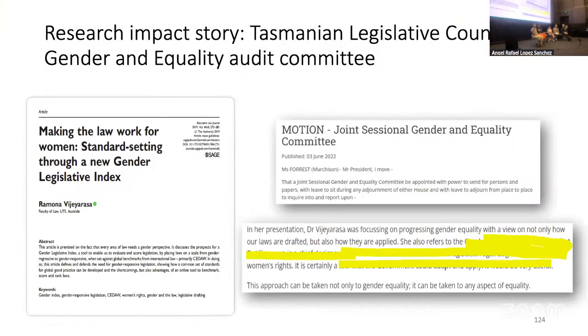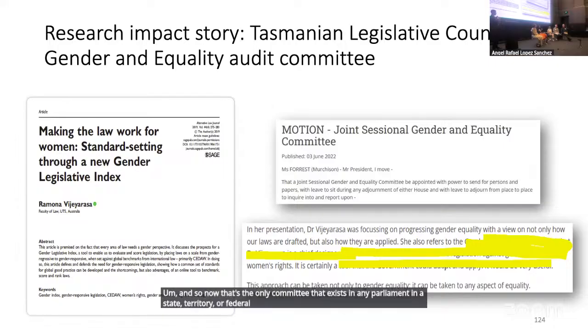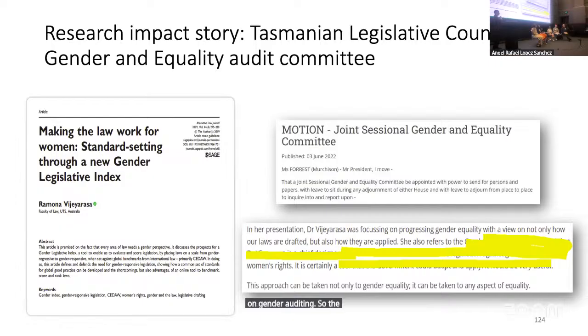It's a very tricky clicker. She passed a motion in Tasmanian Parliament to establish a Gender and Equality Audit Committee based on the index and my methodology. And so now that's the only committee that exists in any parliament at a state, territory or federal level in Australia exclusively focused on gender auditing. So the index has come off the page and had impact in parliament.